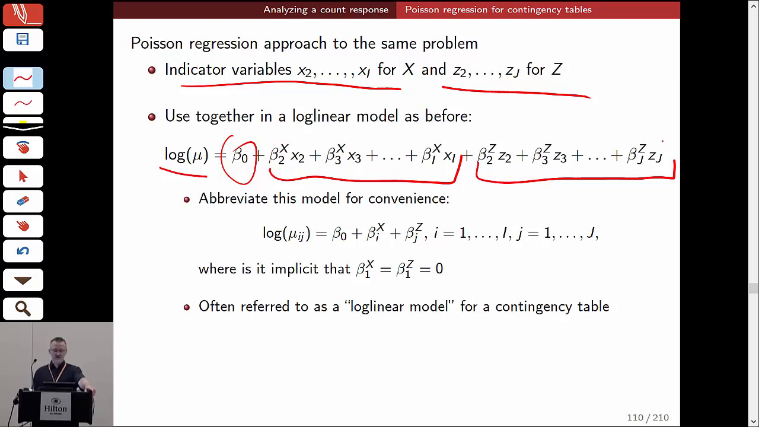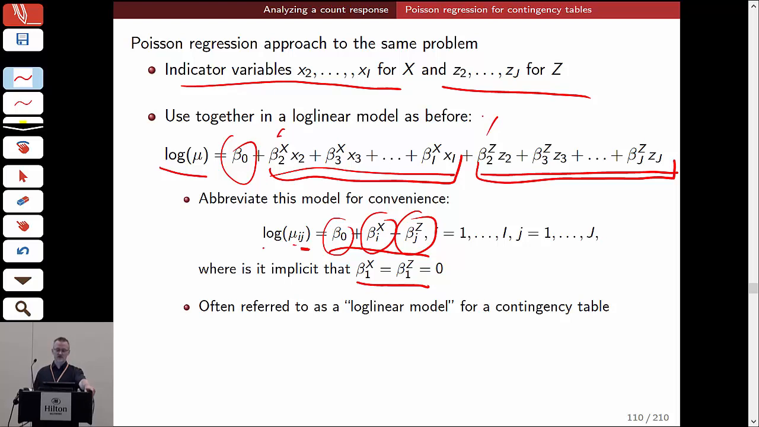So there's an abbreviated notation, where you take the log of the mean in the ijth cell, and say that it's equal to an intercept plus, because each of these is an indicator variable, you pull off at most one of these betas for every row, one of the beta x's, and at most one of these beta z's for every column. So you pull off the ith beta x and the jth beta z, and combine them together into one model. It's an abbreviated way to write the entire model in just 3 symbols. And it's implicit in this that the betas that were left off, beta 1x and beta 1z, are both 0. They're just not there in the model, so we can call them 0.